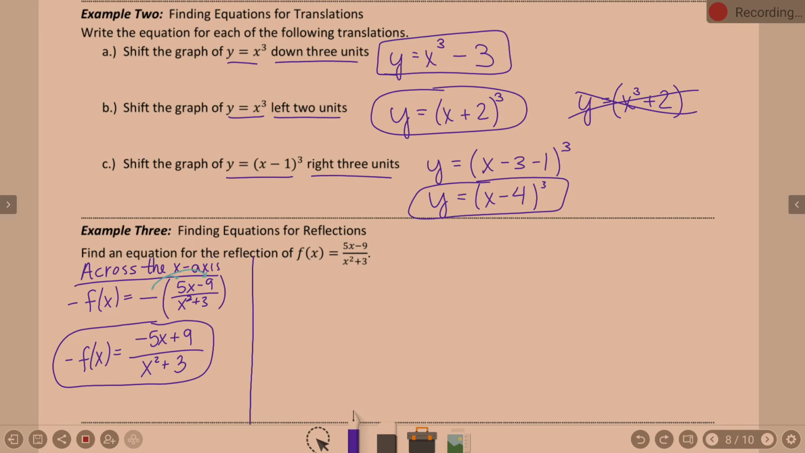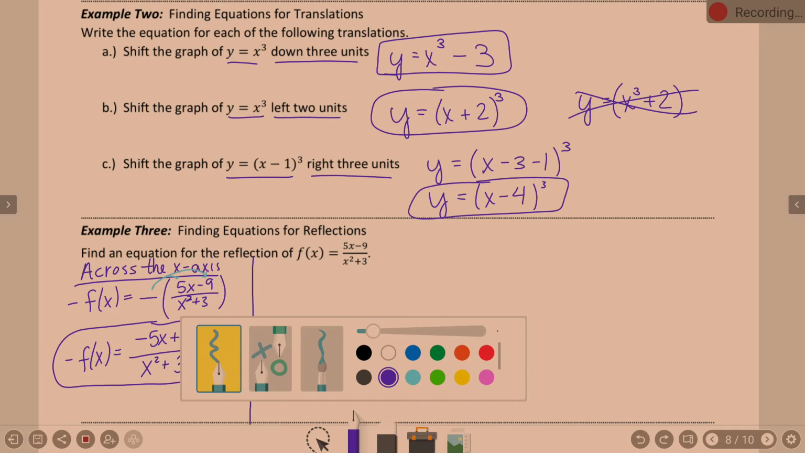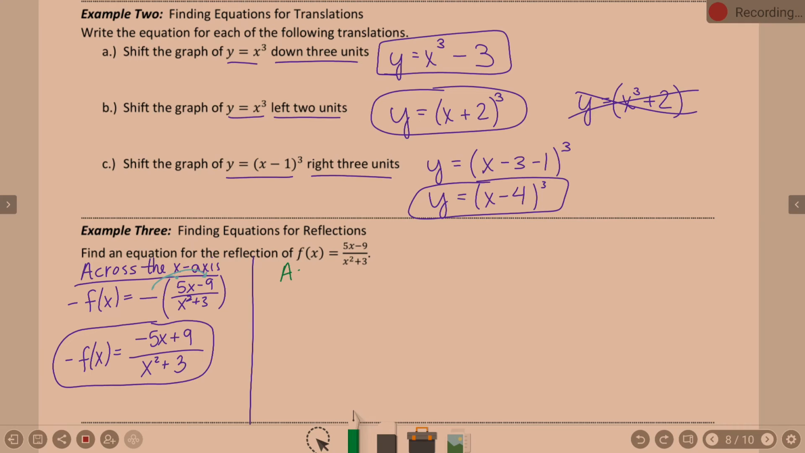Let's try another one. Let's try a reflection across the y-axis. Okay, what's a reflection across the y-axis going to do? If you go back up to your chart, across the y-axis says to do f of negative x. Every place we see an x, replace it with negative x. So every x is going to become a negative x.